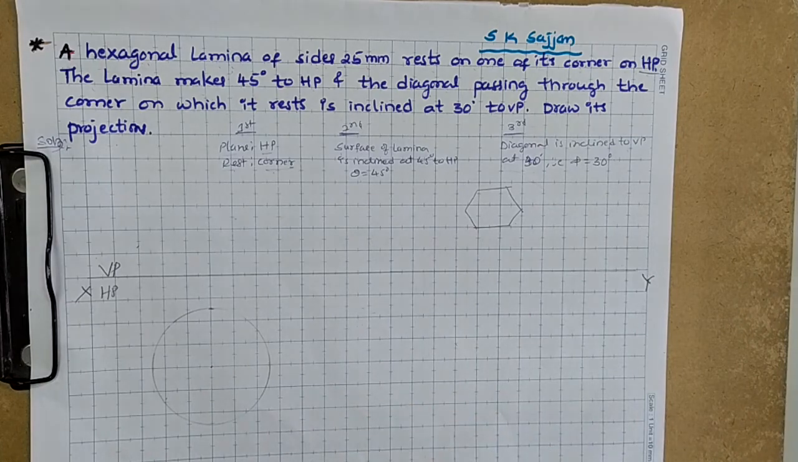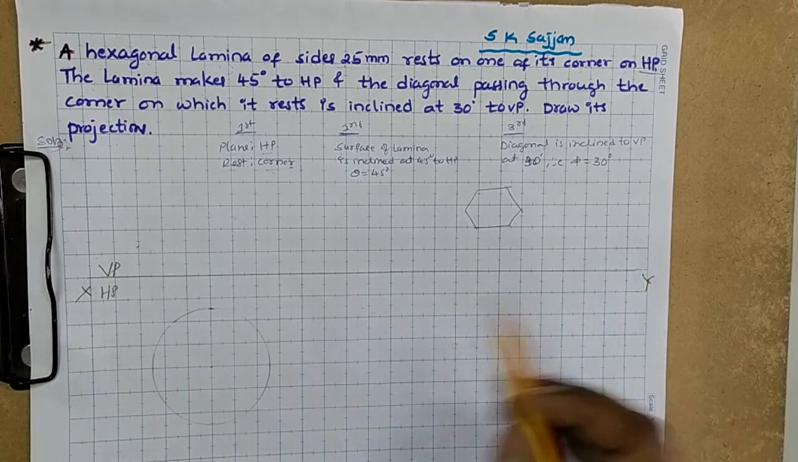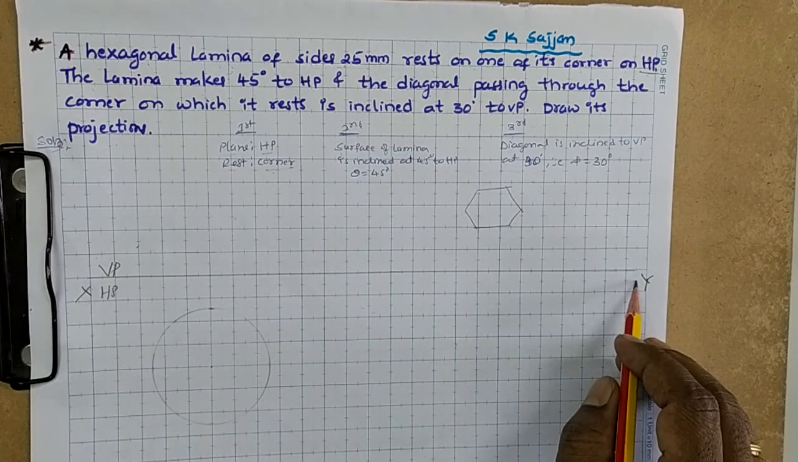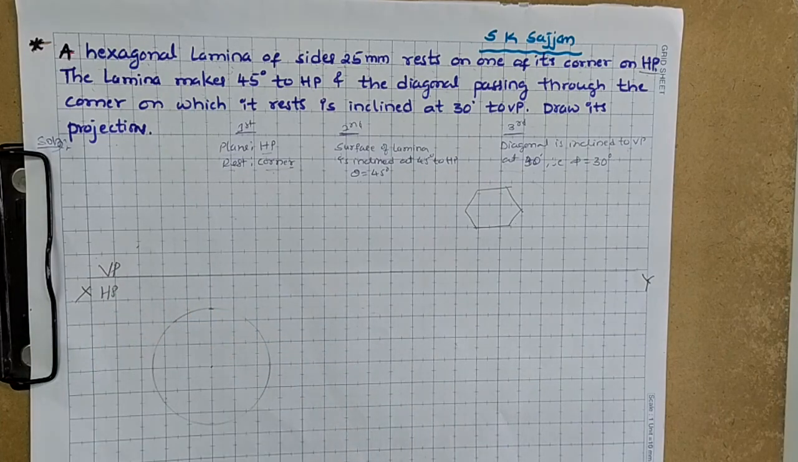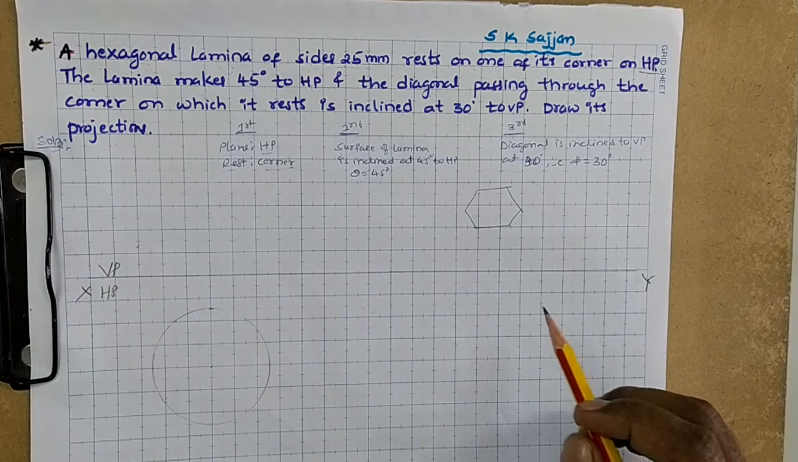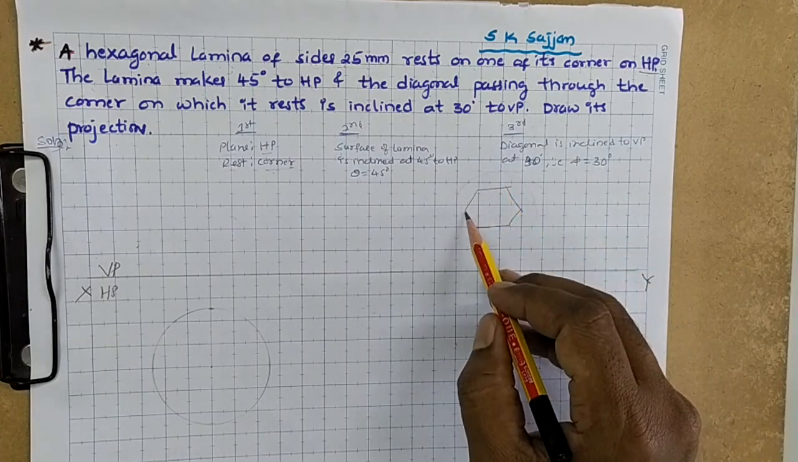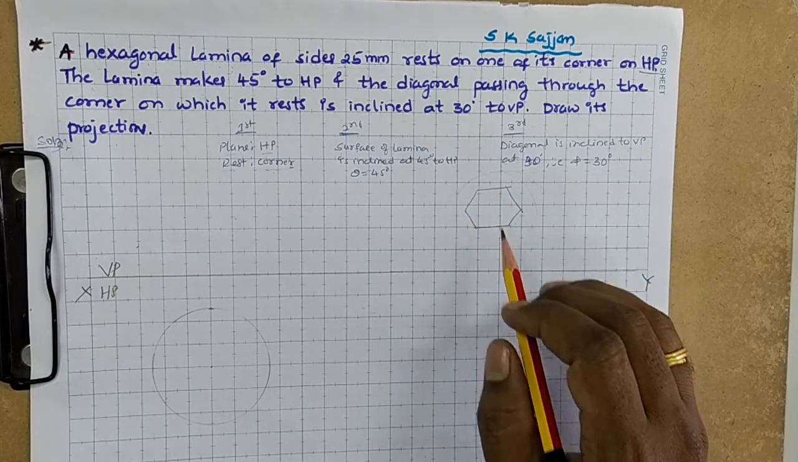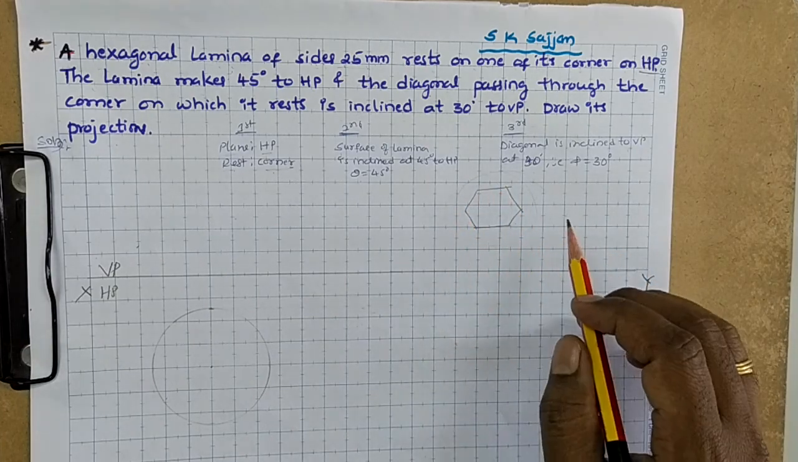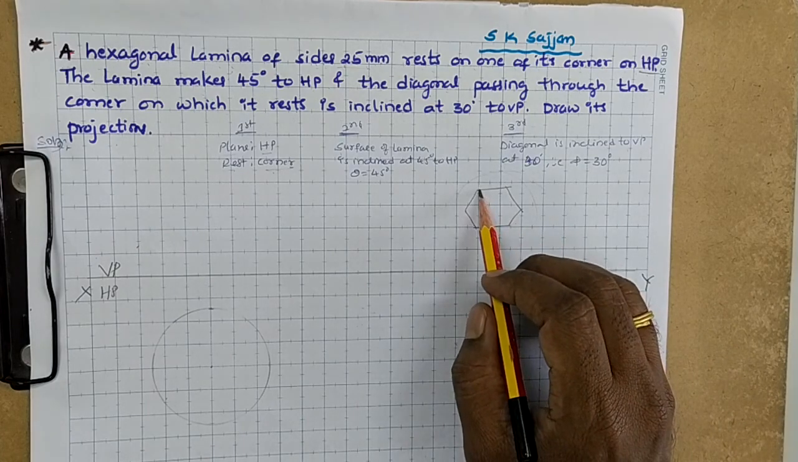Next, first draw a thin horizontal line. Name it as X, Y. Above the XY line is the vertical plane, below the XY line is the horizontal plane. The hexagonal lamina I want to draw like this, resting on a corner. In this hexagon we identify either a horizontal line or a vertical line. Here a horizontal line is there.